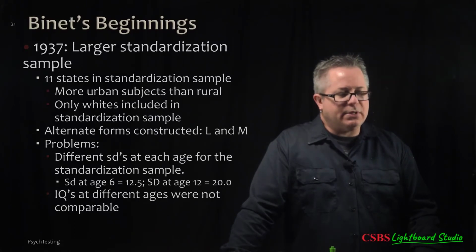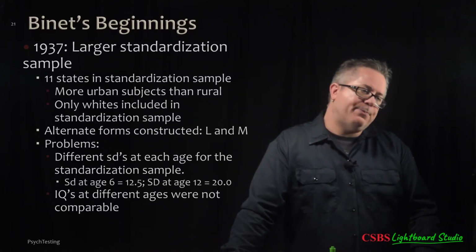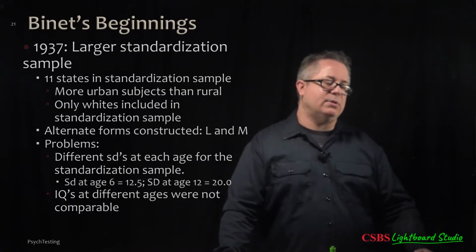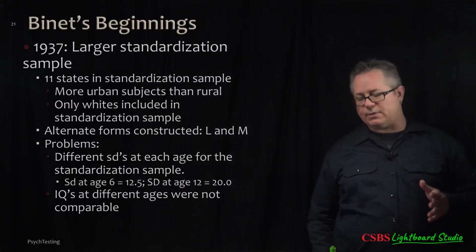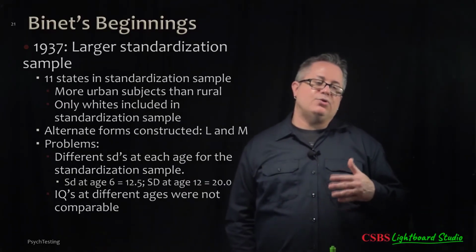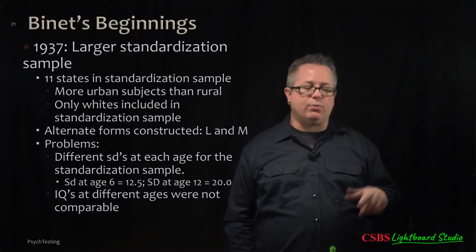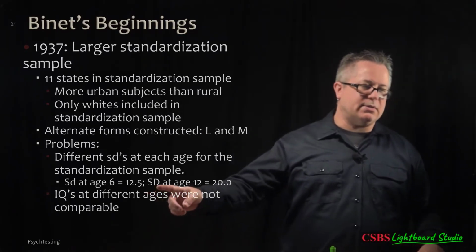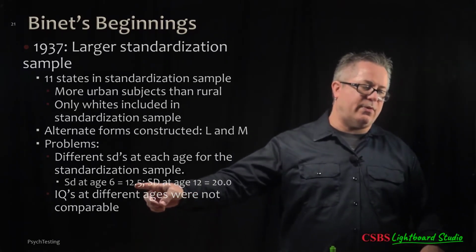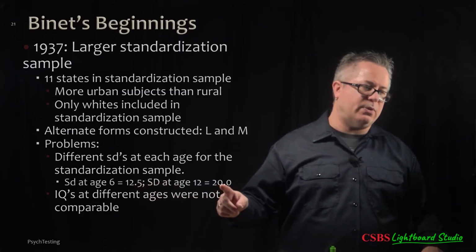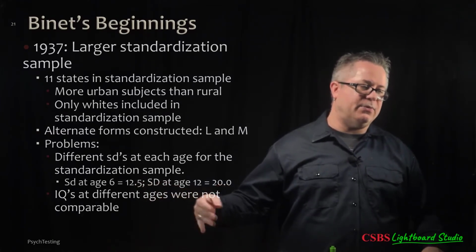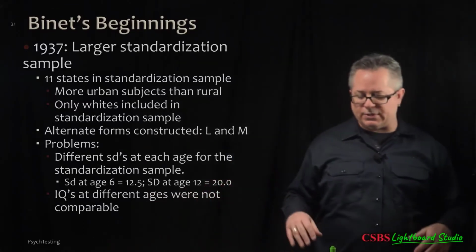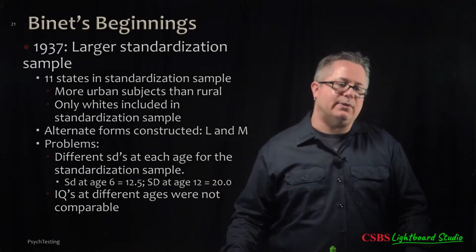So the other big change here is they had alternative forms, the L and M forms. The problem here is that there were different standardizations at each age for the standardization sample. Before, we talked about how intelligence generally has about a 15-point standard deviation. Well, the standard deviation at 6 was a lot less, like 12.5. As you went up to 12, it started to range more, up to 20. So the IQs at different ages were starting not to be comparable anymore. That became a problem. They were no longer on a standardized scale that could be compared across different ages and age ranges.